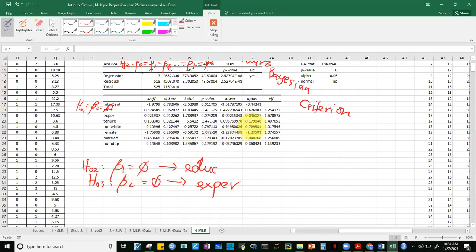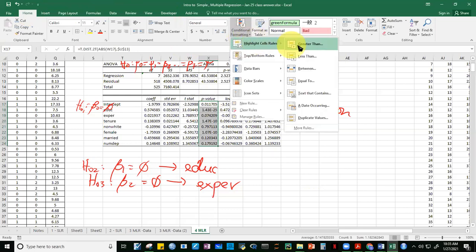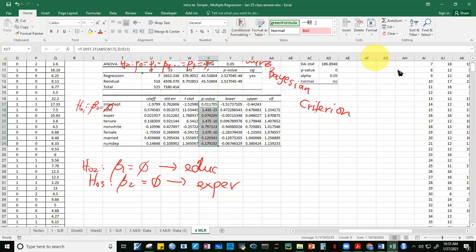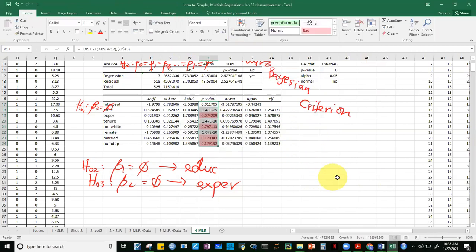So makikita natin yan dito sa p-value. Highlight ko to. Okay, and let me do conditional formatting, home, conditional formatting, highlight cell rules, greater than, so 0.05. Yan na lang. Okay. Alright, sino dito yung mga greater than 0.05?